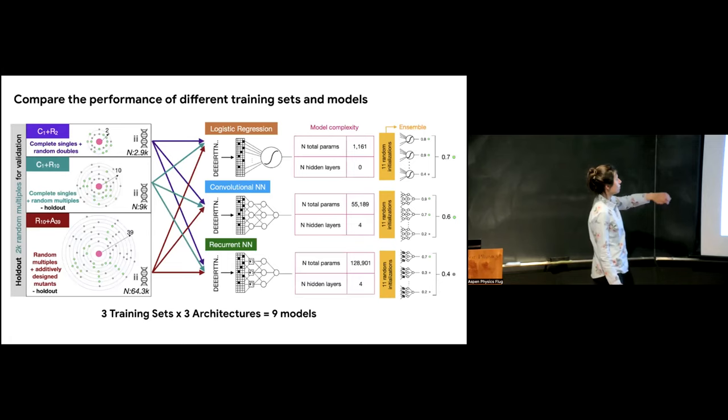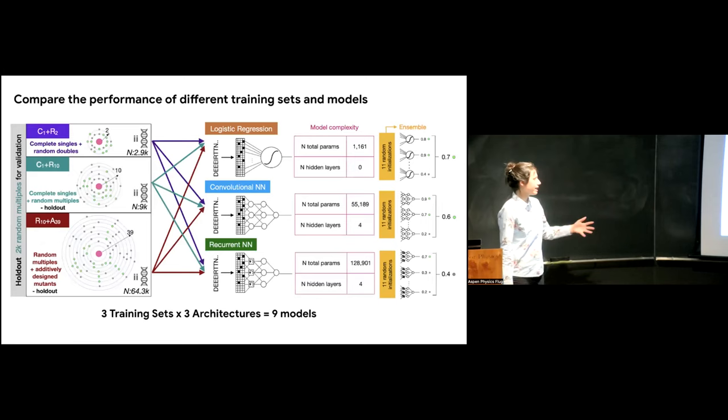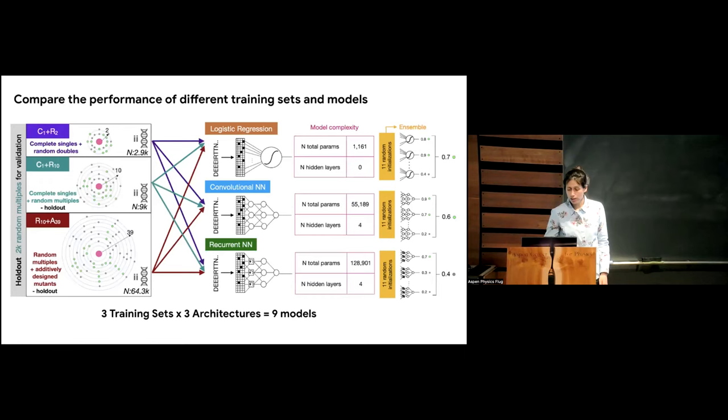We wanted to have some idea how we should do this in general. Do we need 60,000 data points, or is 3,000 enough? Should we have a simple model or a complicated model? You can see the parameter counts are quite different between the models. So we were just really trying to figure out if we could get this to work.